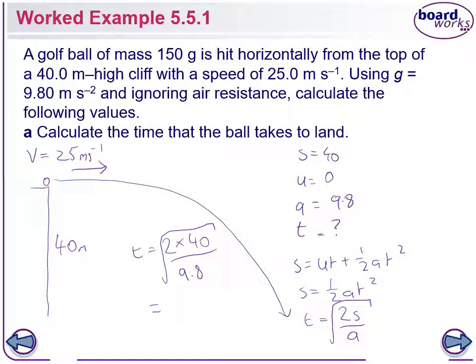And if you work that out, what do we get, 2.86 you said? So 2.86 seconds. It takes our ball 2.86 seconds to hit the ground. Now let's give it the common sense test. Does that make sense? Seems about right, doesn't it? A golf ball from 40 metres, that seems about right, 2.8 seconds. If you got something here like 3.5 minutes, you know you've gone wrong somewhere.